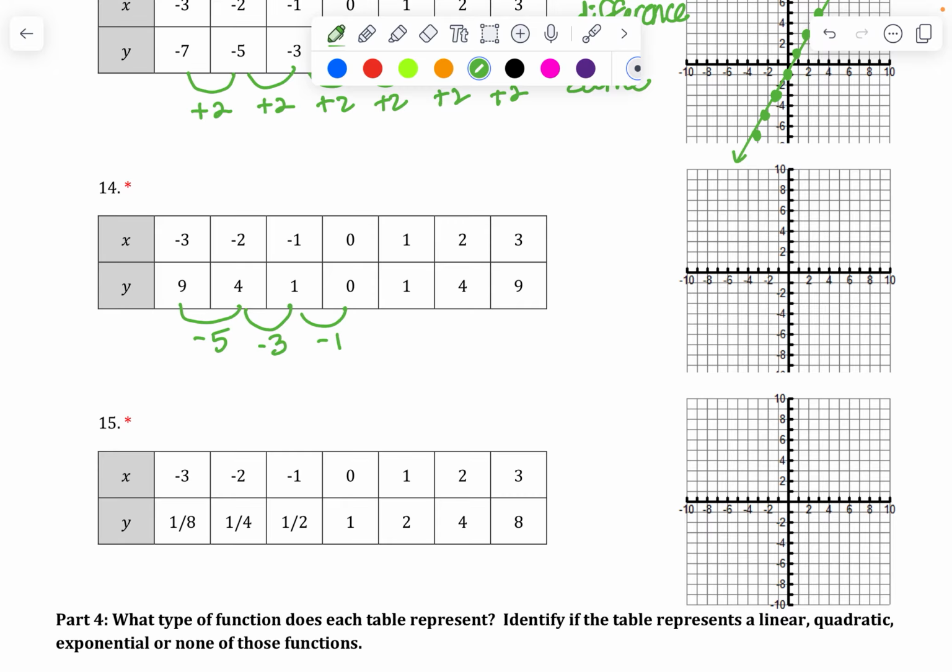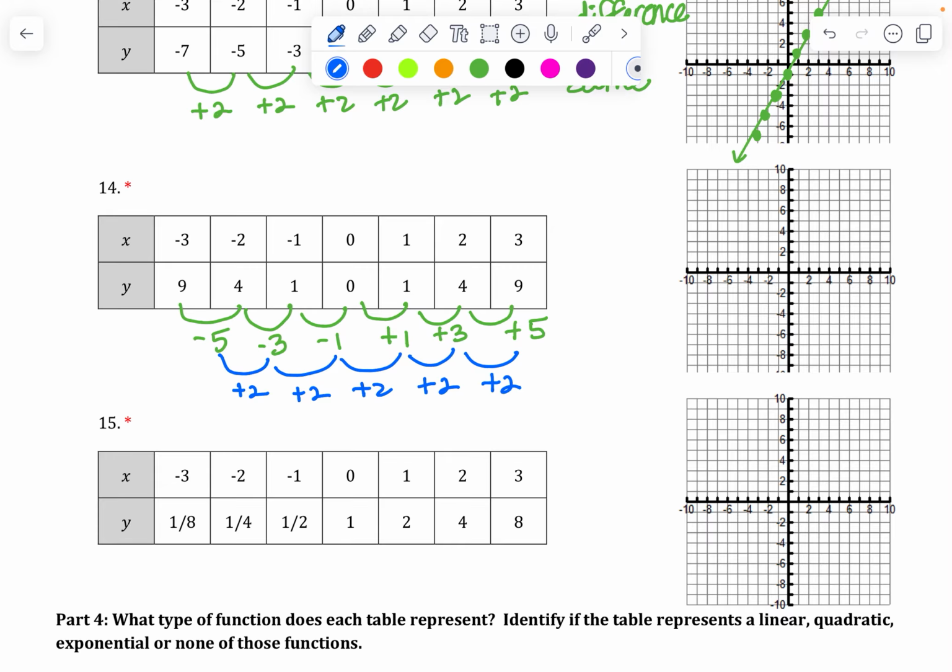-3, 9. Then I have -2, 4. -1, 1. 0, 0. 1, 1. 2, 4. And then 3, 9. And that definitely is a quadratic graph. Okay, so let's go to the next one.